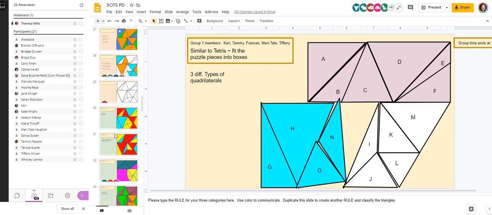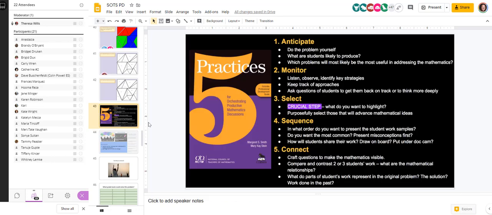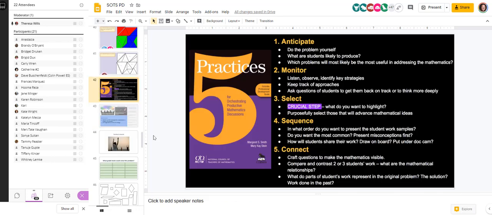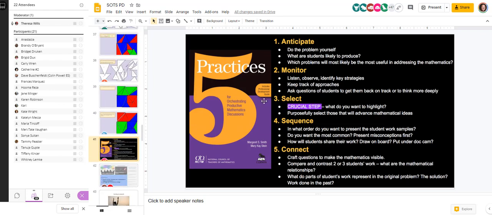All right, folks, what I'm modeling now is how you might choose to use the 5 practices in your class doing this type of problem. The 5 practices are listed on slide 42 if you wanted to take a quick peek at it. Smith and Stein do a great job of taking apart a complex issue of how do I have a great math discussion and put them into these 5 steps.